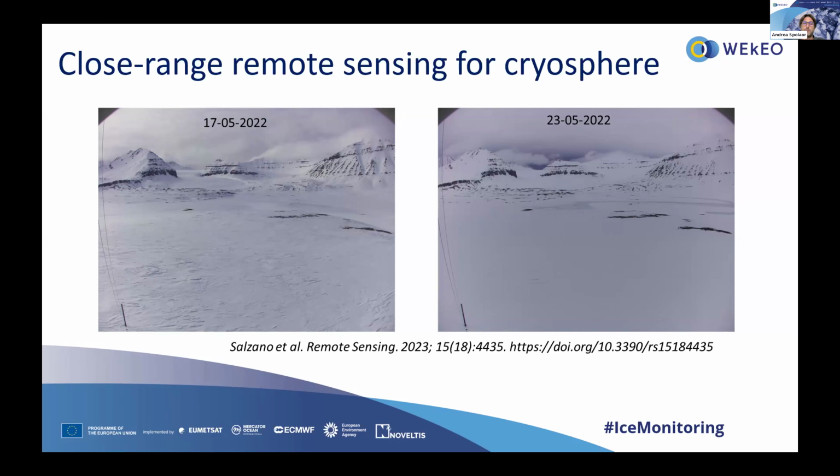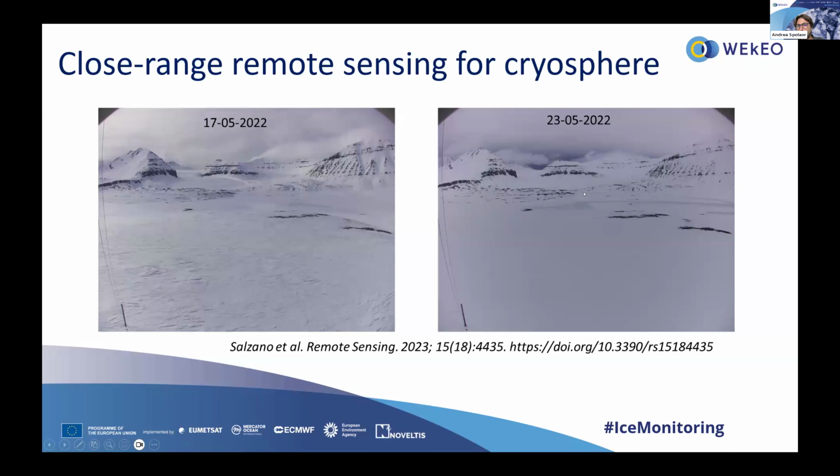the archipelago. For example, if you look at these differences, we have a picture of the 17th of May 2022 and another picture of the 23rd of May 2022. So the two pictures are 6 days apart. And we see that here the snowpack is kind of uniform and pretty well distributed.